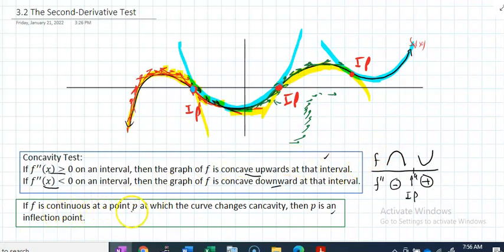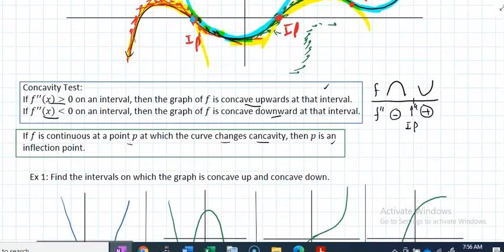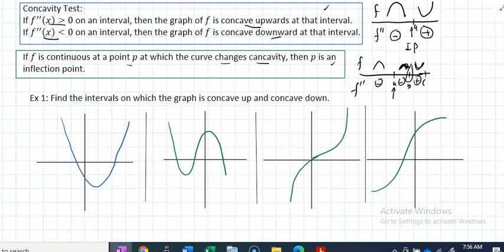And if f is continuous at a point at which the curve changes concavity from concaving up to concaving down, or vice versa, then that's an inflection point. So if it concaves down, down, then up, this wouldn't be an inflection point, but this would be an inflection point because the graph switched from concaving up to concaving down or vice versa.